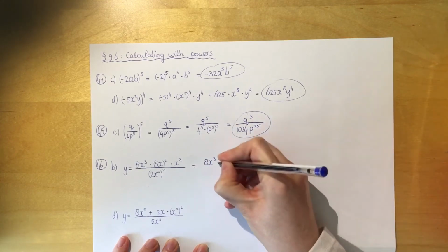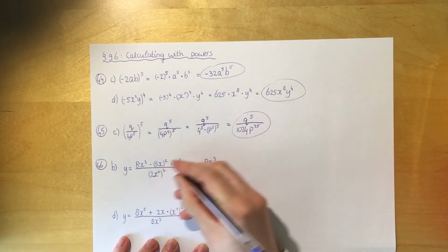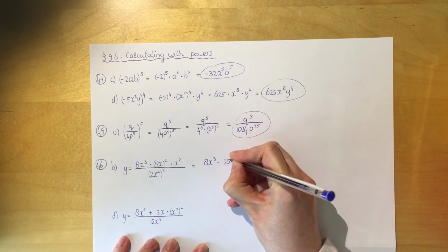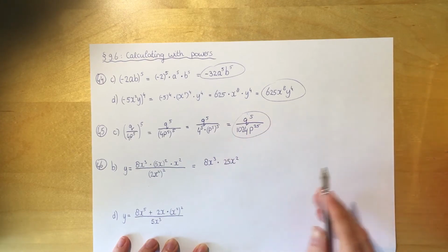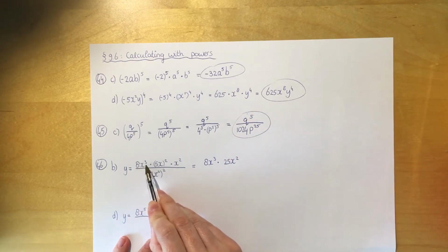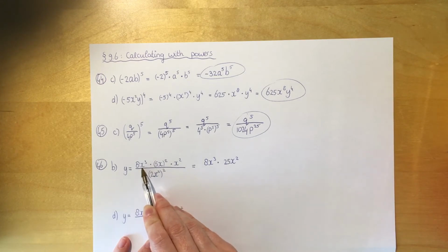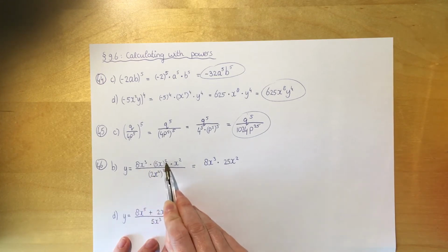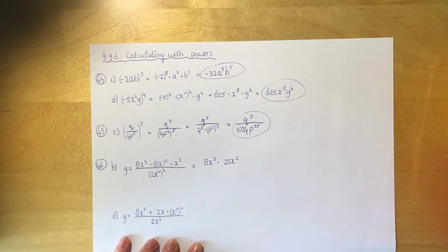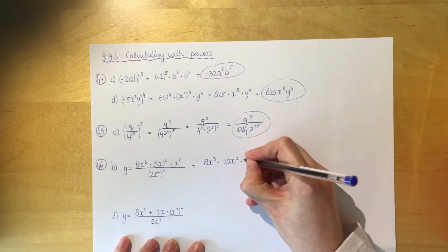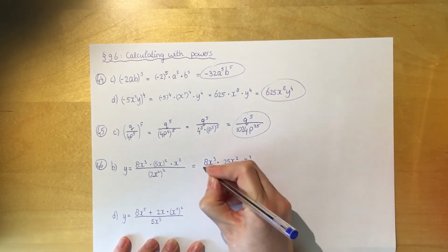8x to the power of 3 times 25 x squared. Mind you, here we don't have to raise 8 to the power of 3 because there's no brackets around 8x like there is around 5x. So here the 3 only belongs to the x. The square here is for the whole product of 5x. Don't forget the last factor, x squared.